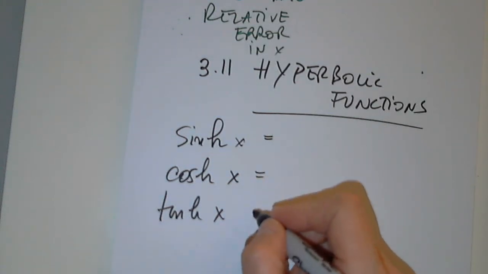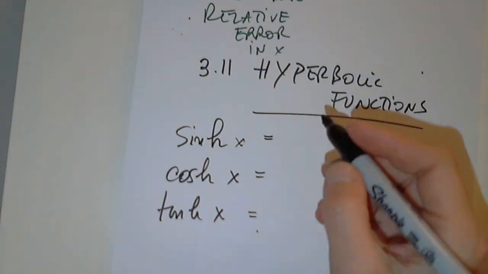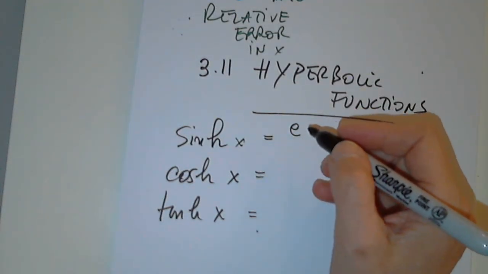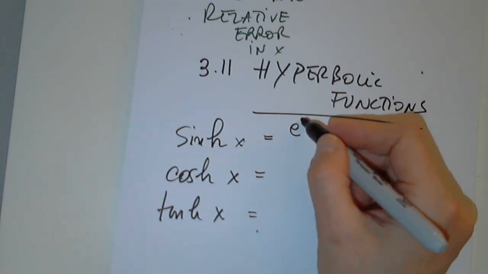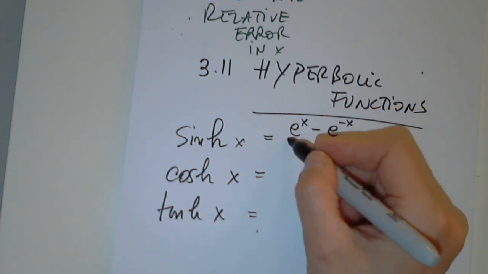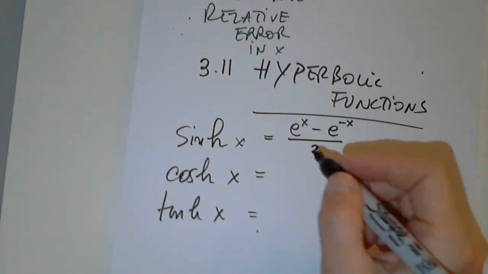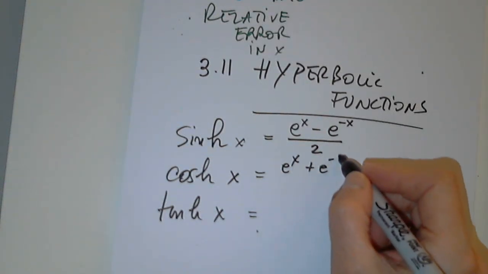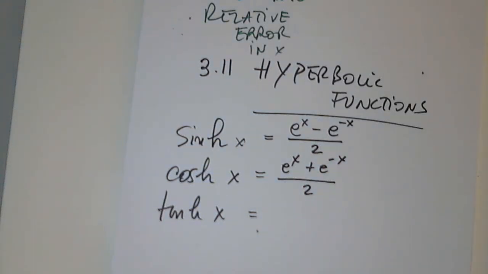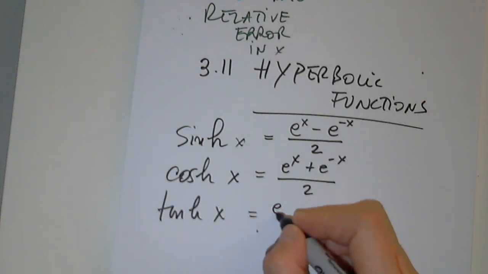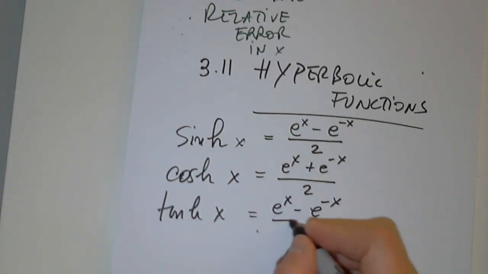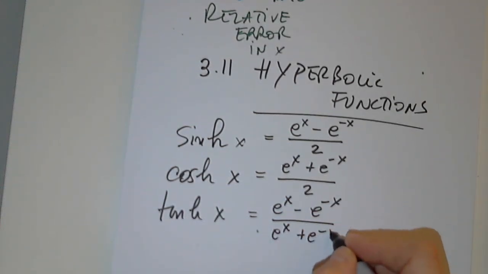They are combinations of exponential functions. So sine is e to x minus e to negative x over 2. Cosine is identical but with plus: e to the x plus e to negative x divided by 2. And yes, of course, tangent is the ratio of the top ones: e to the x minus e to negative x over e to the x plus e to negative x. So they are combinations of exponential functions.